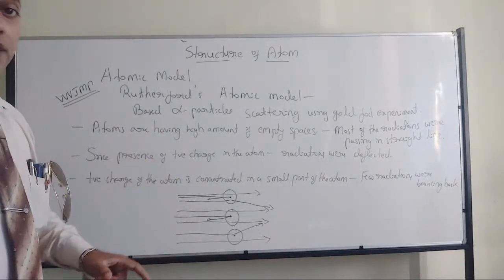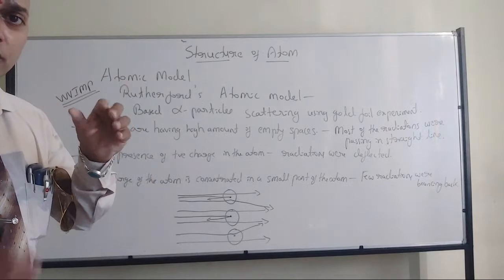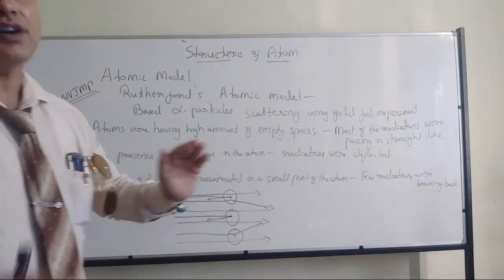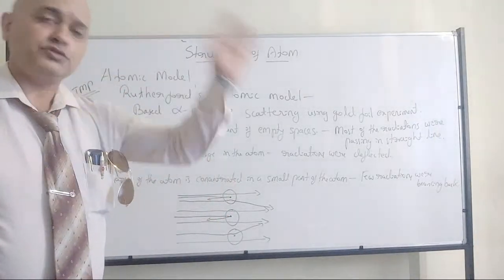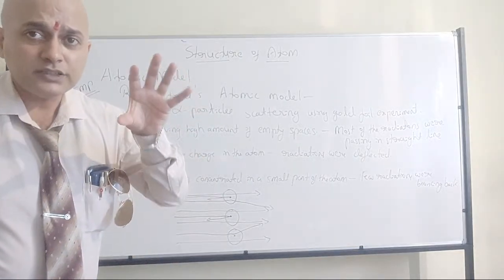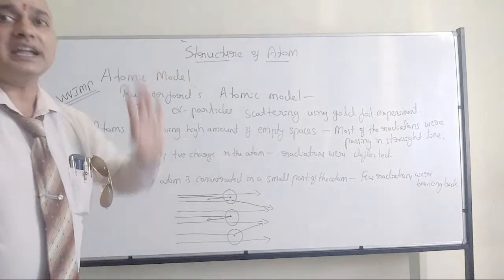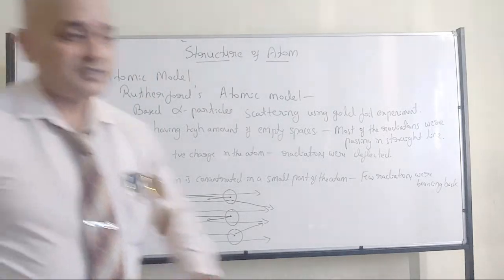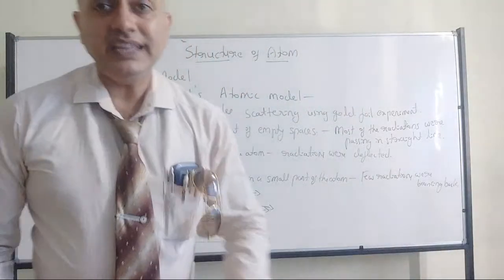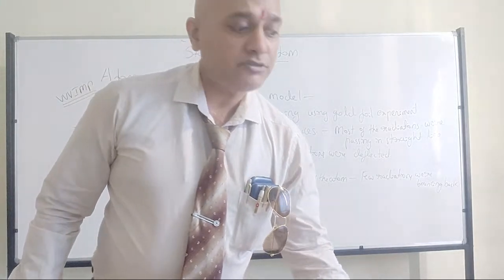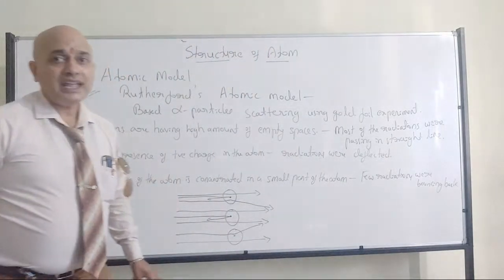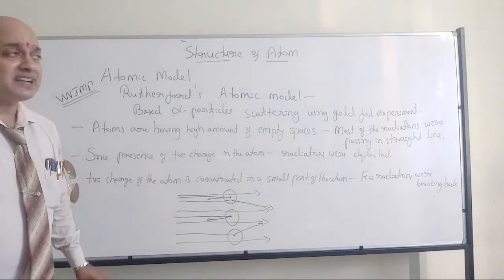And the last point, since positive charge is located in a small region of the atom, they are not present throughout the atom. They are present in a small region of the atom. Only a few radiations were getting bounced back. So that's what the conclusion here is. All of you have understood, right? So shall we move to the atomic model exactly?